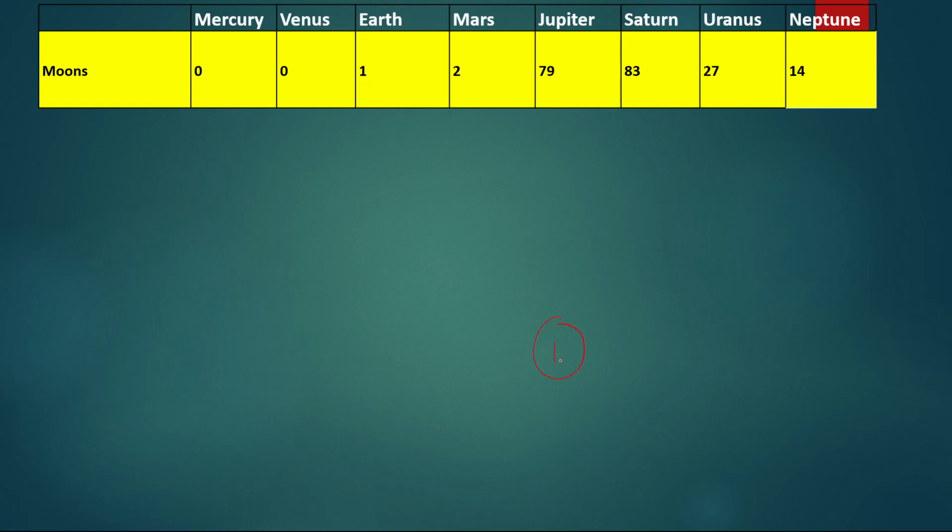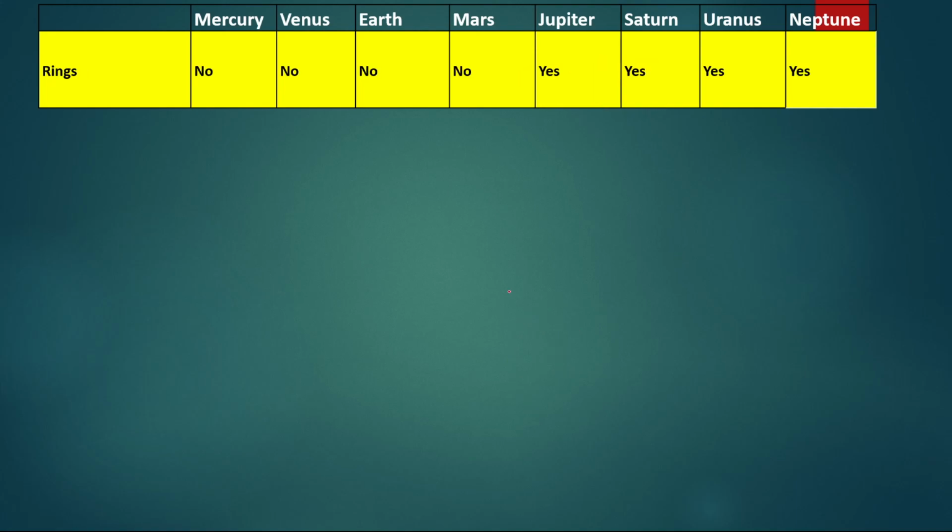Our Earth has only one moon, one natural satellite. However, the other planets have many more natural satellites. You can see here till date we have found 83 satellites with Saturn and 79 satellites with Jupiter. So you will find many more moons in the sky of Jupiter and Saturn, like 15, 16, and many more.